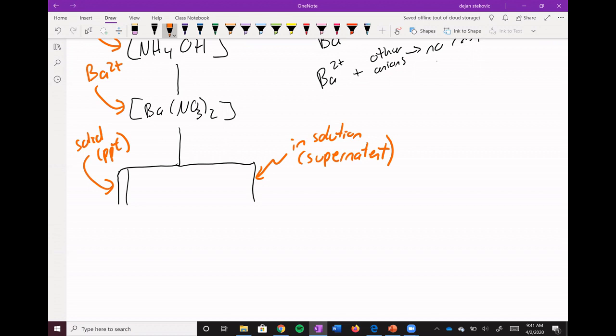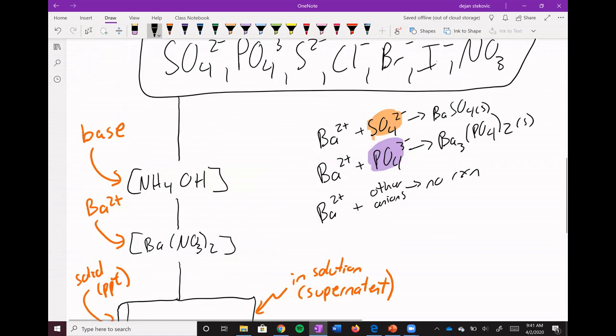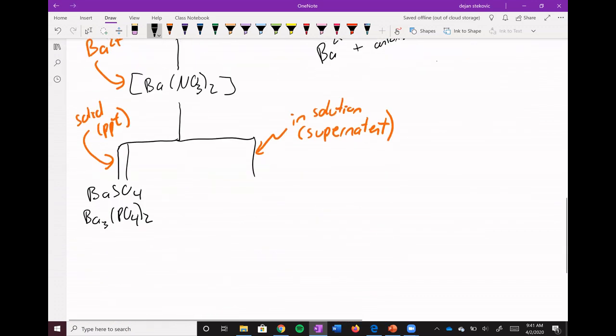And it's very easy to separate a solid from a liquid, right? A precipitate from its supernatant. And that's just through decanting, basically just pour without spilling any of the solid over. So as we discussed, the solid's going to be this barium sulfate and/or this barium phosphate. And then on the other side will be our remaining 5 anions, still in solution. So let's take a look at how that goes.